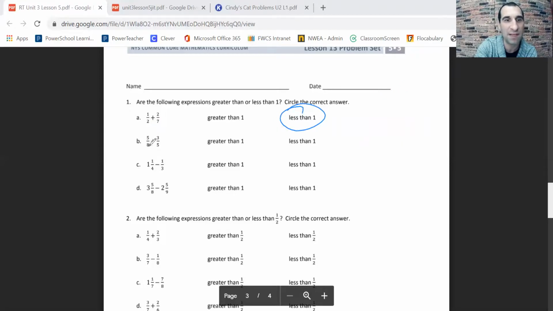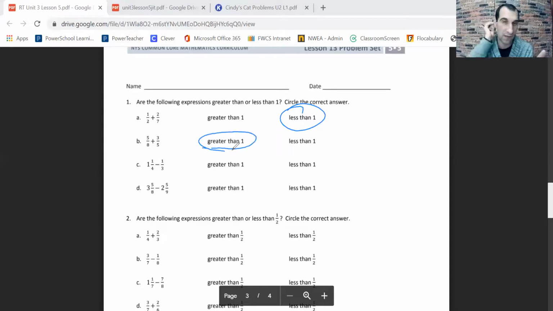Now, what about 5/8 plus 3/5? Well, I know that 5/8 is more than half because 4/8 would be a half. Does that make sense? So think about this. 5/8 is more than half. 3/5 is also more than half. So if you have a fraction that's more than a half and you're adding that to a fraction that's also more than 1/2, you know that your answer is going to be greater than 1. So we don't need to solve this. I just want you to visually think about these problems.